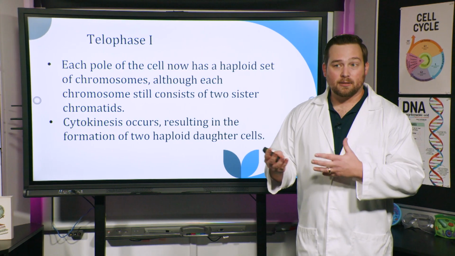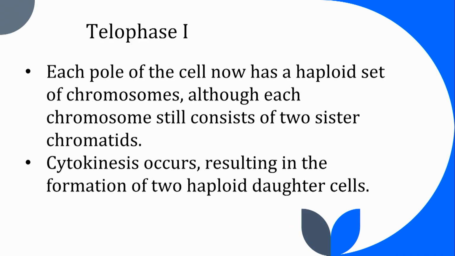But we'll end real quick with this, telophase 1. This is the last part of meiosis 1, okay? Remember, we do PMAT twice. Okay, so this is telophase 1. During telophase 1, each pole of the cell now has a haploid set of chromosomes, although each chromosome still consists of 2 sister chromatids. Cytokinesis is going to occur, and that's going to result in formation of 2 haploid daughter cells.